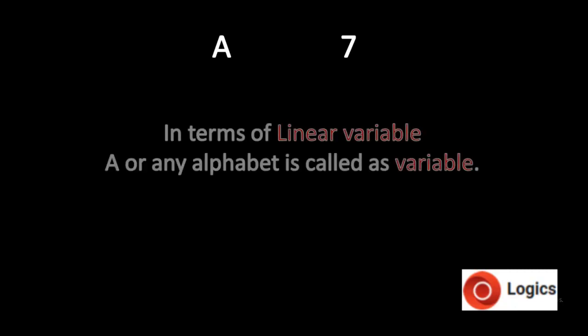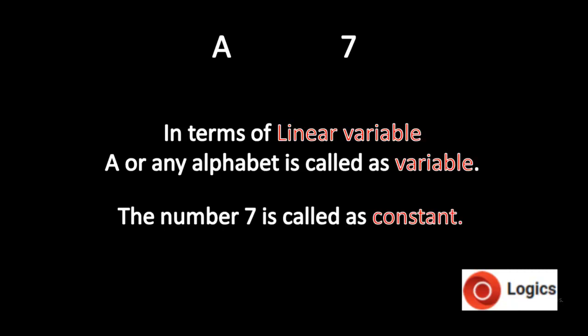Let us understand what is linear equation. What is this? This is an alphabet A. What is this? This is the number 7. Yes, in terms of linear variable, alphabet A or any alphabet is called as a variable, and the number 7 is called as constant.